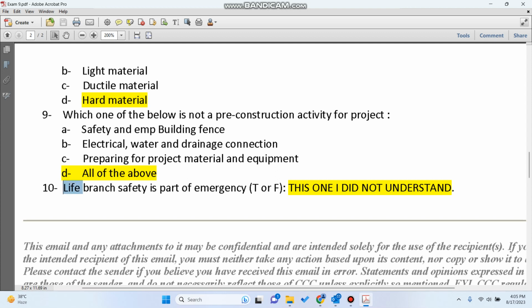Question number 10. Life branch safety is a part of emergency, true or false? Of course, even I am not sure what this life branch safety is.